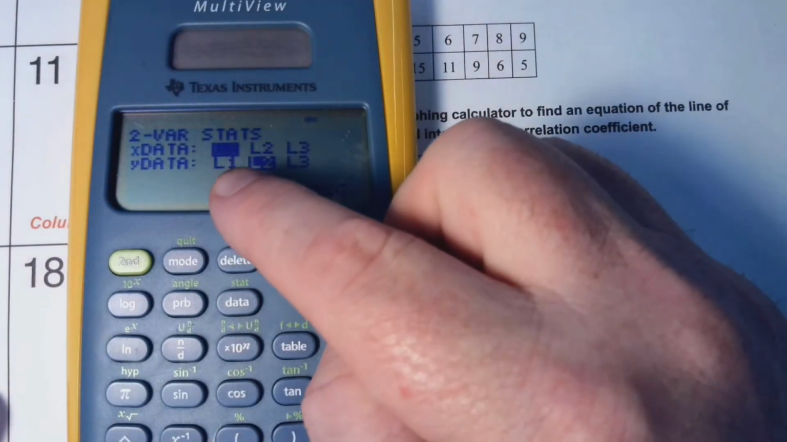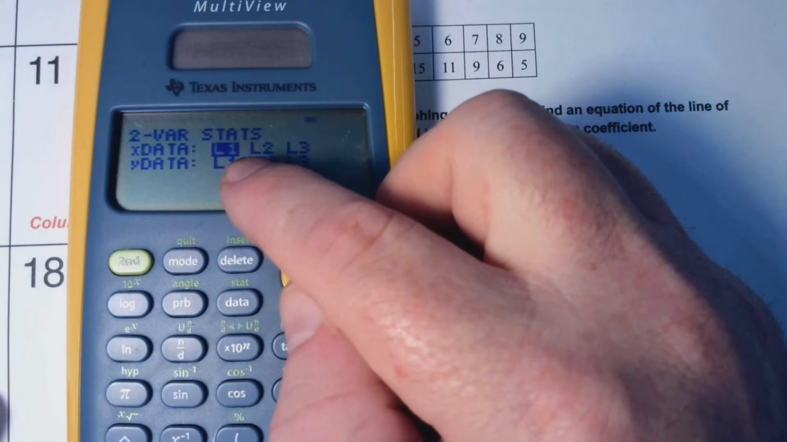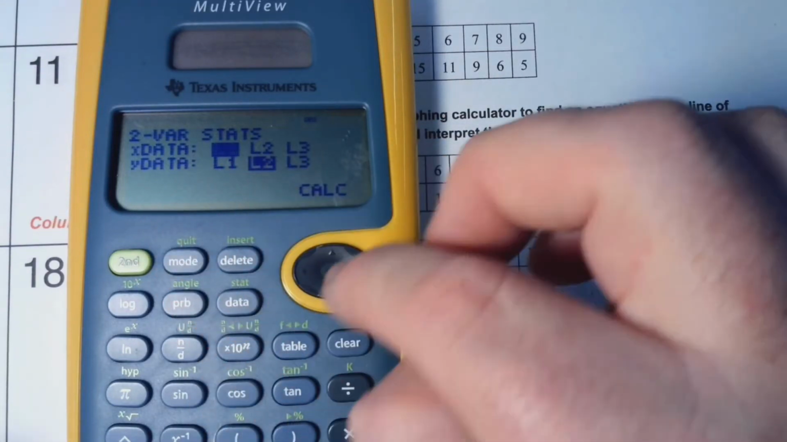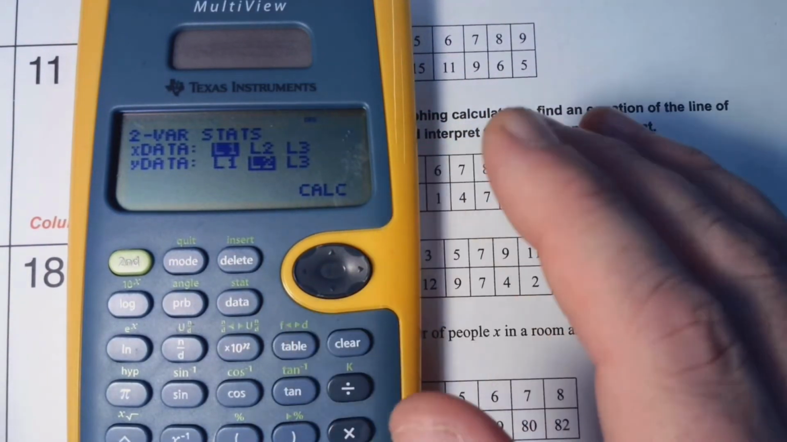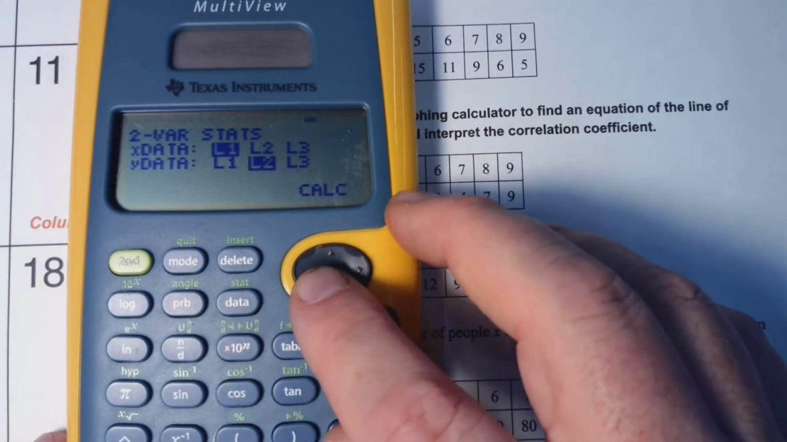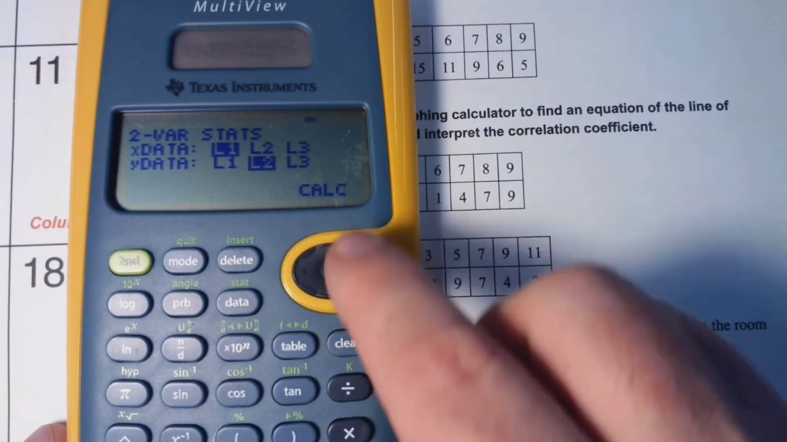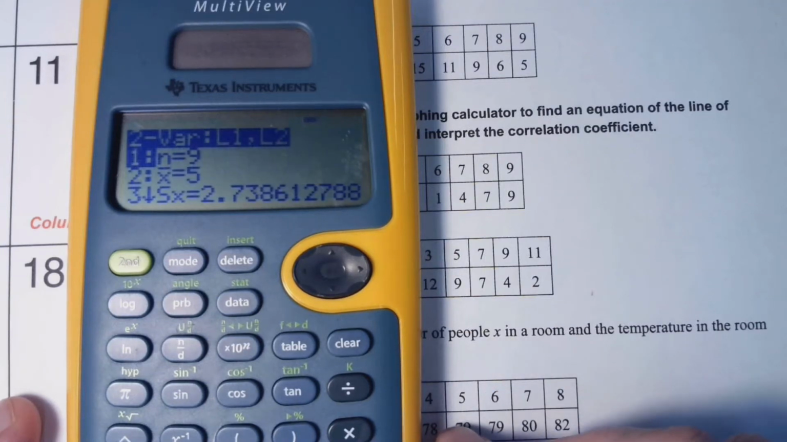Okay, and right here it's asking my x data, which one is it in? It's in line 1. My y data is in line 2. Most people never touch this. If you don't touch this, it works. If you mess with it, it's best to just reset and start over. So I just go ahead and scroll down and hit CALC, which means calculate. Exactly. Now I have all these numbers.